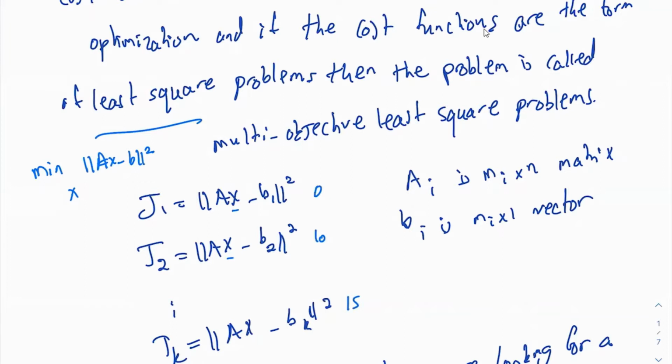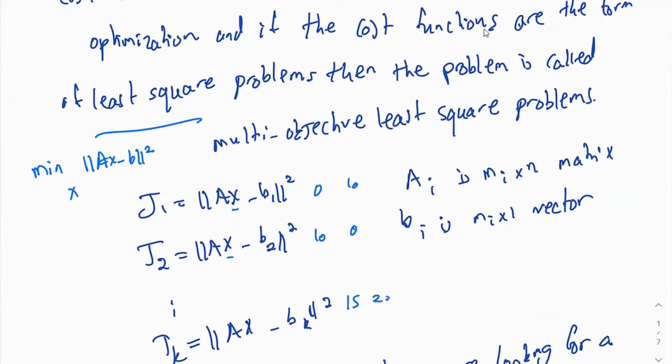Maybe there is another x that makes this one 0, another candidate that makes this one 10, and this one 20, for example. Or we have k of them. But maybe there is an x that doesn't make any of them 0, but makes this one 1, this one 1, and this one 1. We are looking for that x, that makes all of them collectively small.